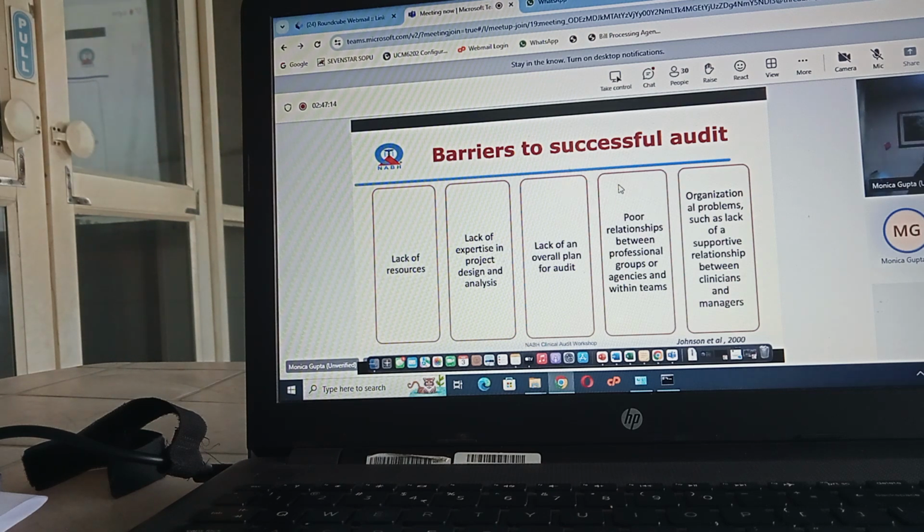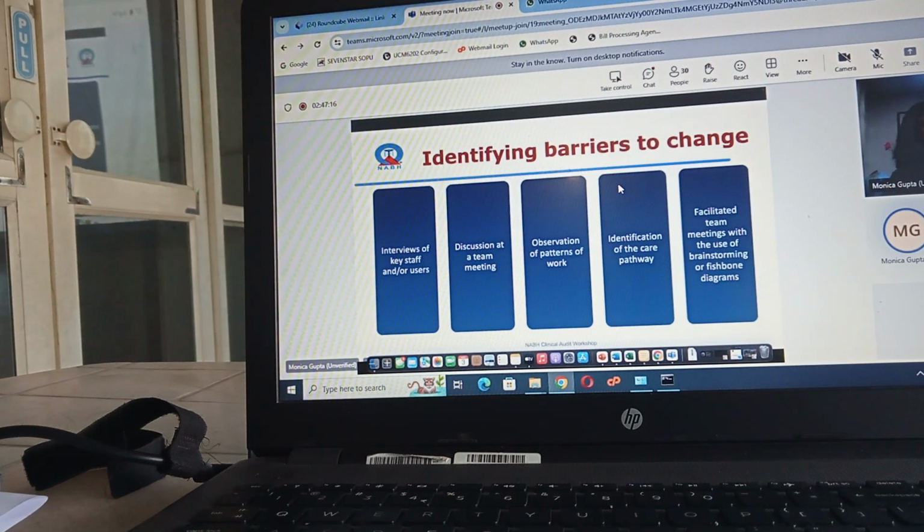Organizational problems such as lack of a supportive relationship between clinicians and managers. Right, so how do you identify barriers to change? Well, first thing is to interview key staff and or users, talk to them and ask them, are there any issues that you're likely to face in what you're proposing? Should be discussed at a team meeting.